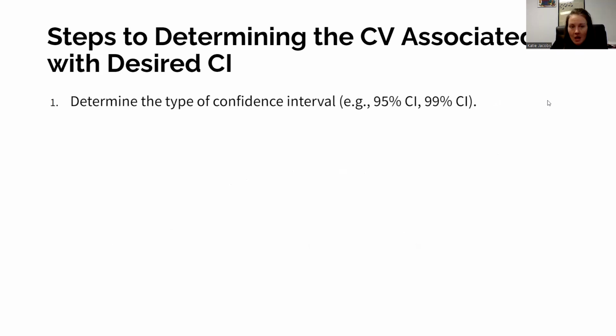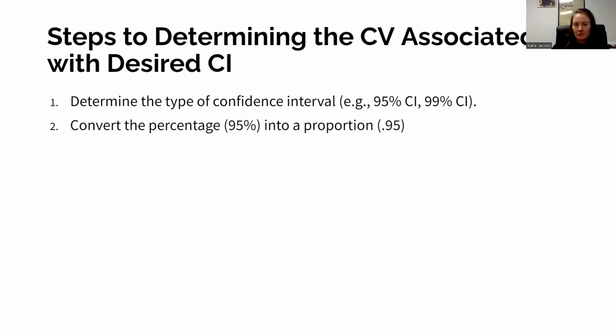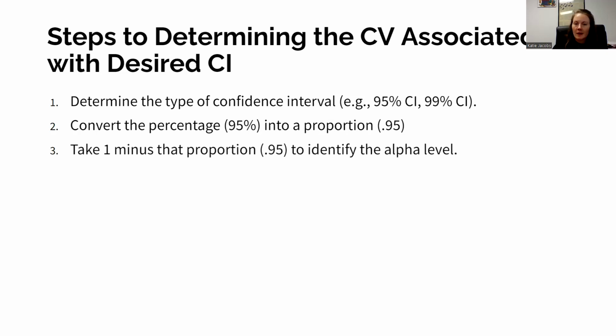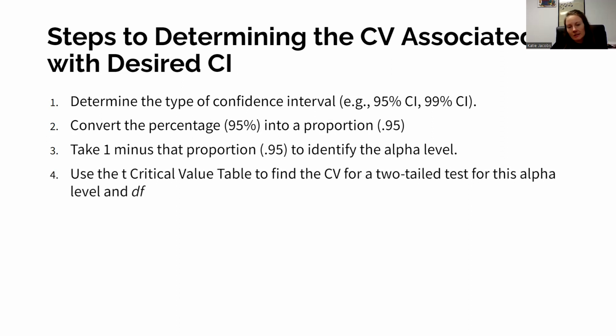Okay, so steps to determining the critical value associated with your desired confidence interval. First, you have to determine the type of confidence interval you want to do. Do you want to do a 95% confidence interval or a 99% confidence interval? You're going to convert the percentage into a proportion. So if you're doing 95%, you're going to convert that to the proportion 0.95. You're going to take 1 minus that proportion to identify the alpha level. So in this case, if we wanted a 95% confidence interval, we'd take 1 minus 0.95. Then we'll use the t-critical value table to find the critical value for a two-tailed test for this alpha level and the degrees of freedom from your sample.